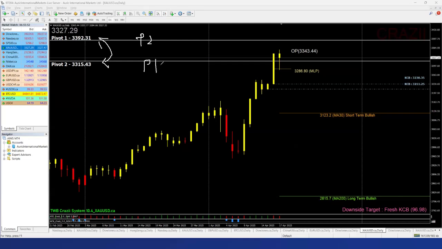Now, when that happens, what do we do? Don't panic. When the market does that, usually the market will trade within the range. So the market is going to be very easy to trade within the range for the day. But of course, if the market breaks up and goes above pivot 2, it's definitely still a buy. And same thing, if it breaks pivot 1, it will definitely be a sell.